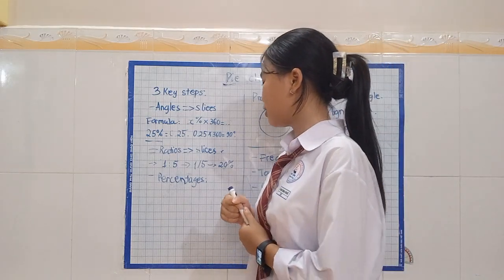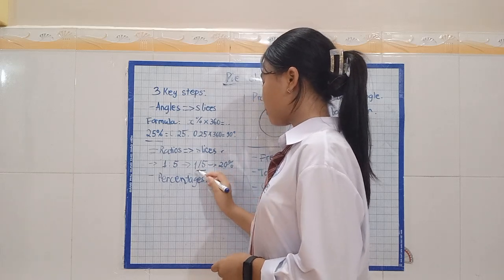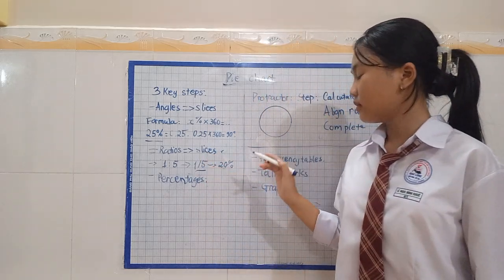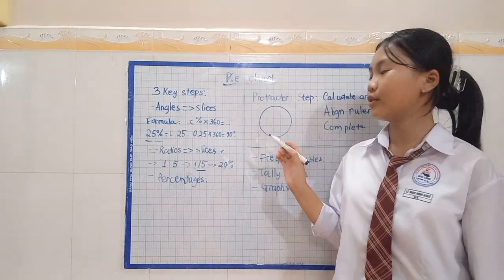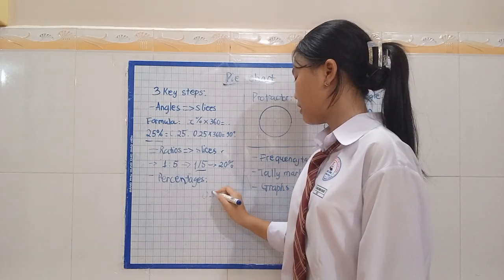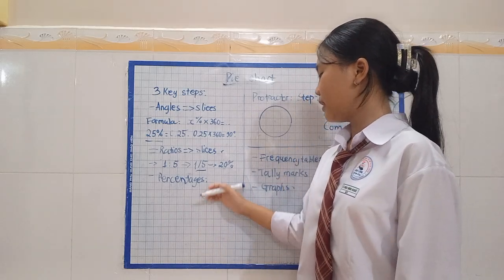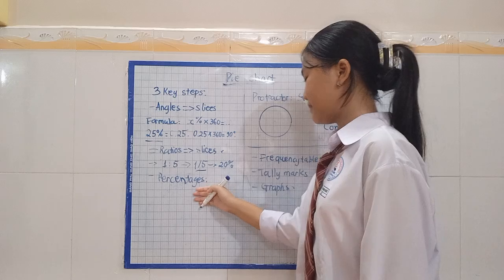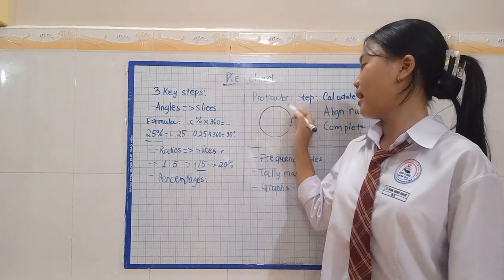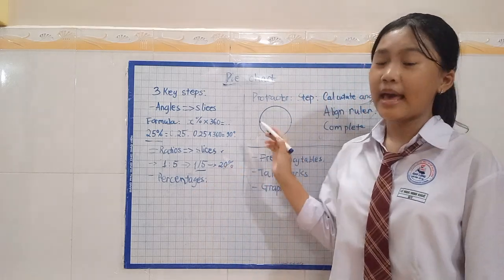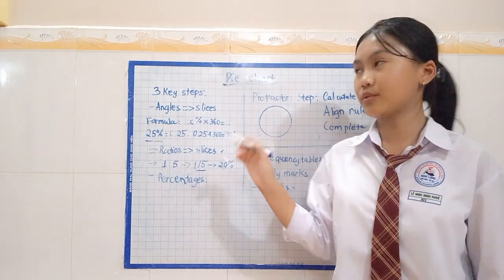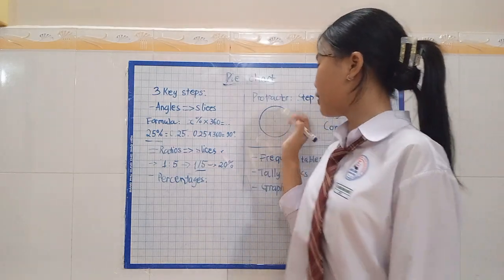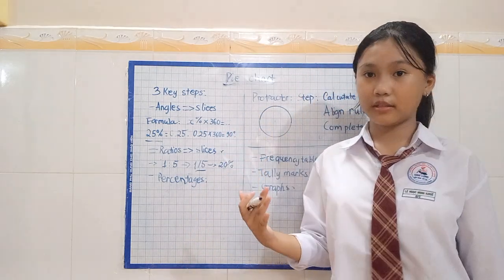Imagine in this situation, 1/5 is equal to 0.2, right? And 0.2 is equal to 20%. So 20% here means that there are 5 slices and each slice is 20% of our pie chart.